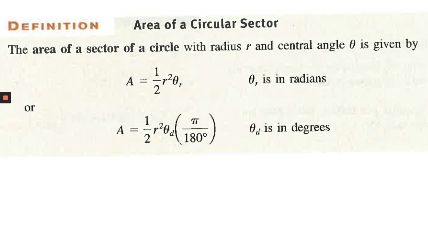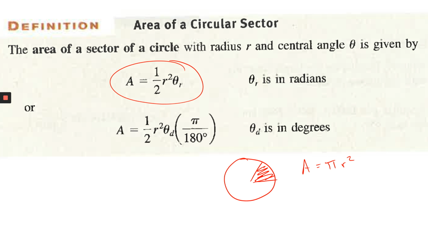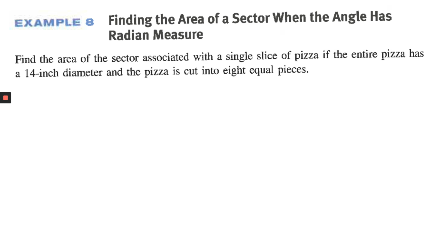Okay, what about the area of a sector of a circle? So we know that the area of a whole circle is pi r squared. But what about just a slice of a circle? That's going to be given as 1/2 r squared theta, again in radians. So let's give this a shot. Find the area of the sector. So area equals 1/2 r squared theta is our formula.